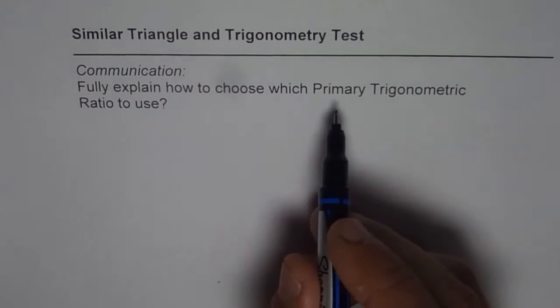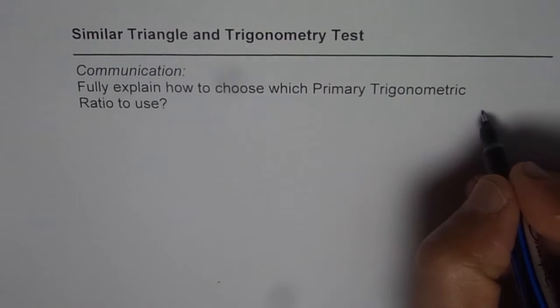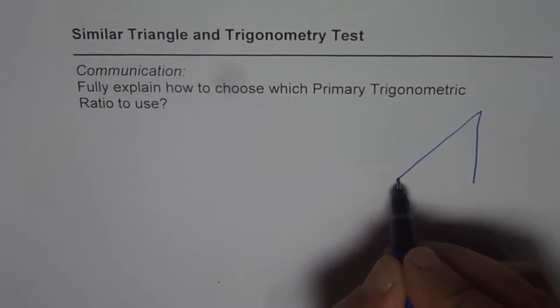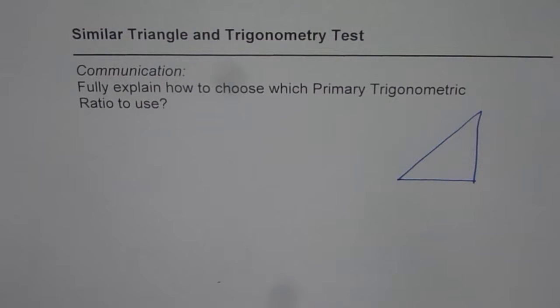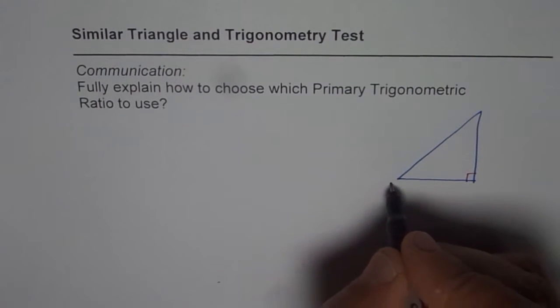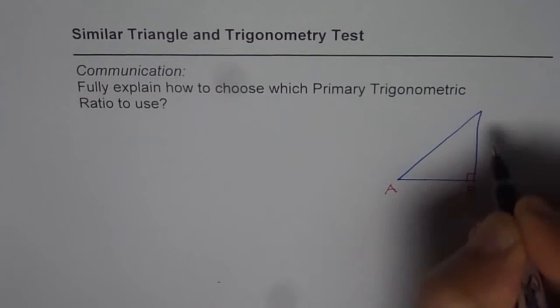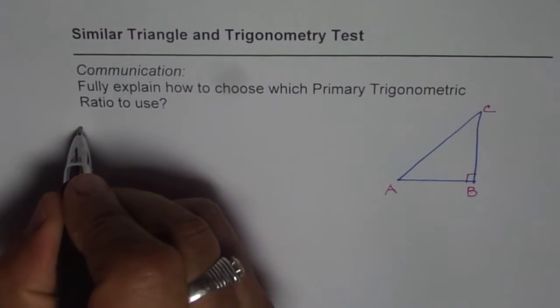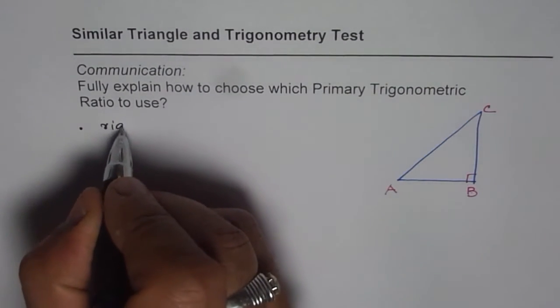Now we are talking about primary trigonometric ratios, sine, cosine, and tan theta, right? So these are the three primary trigonometric ratios, and we are considering a right triangle, right? So that is important to always look into. Let us say the triangle for us is triangle ABC with a right angle at B. Now the question here is, we need to explain how to choose which primary trigonometric ratio to use. So first you should understand that we are always talking about a right triangle.